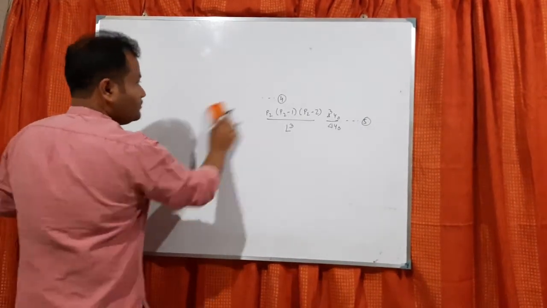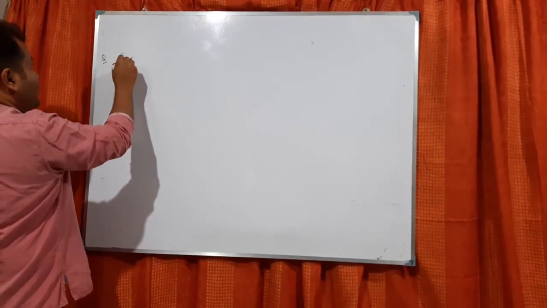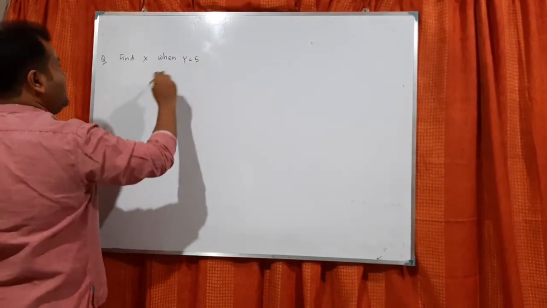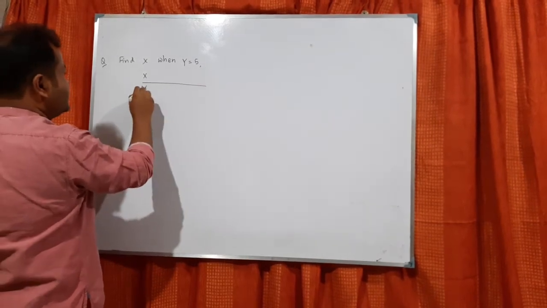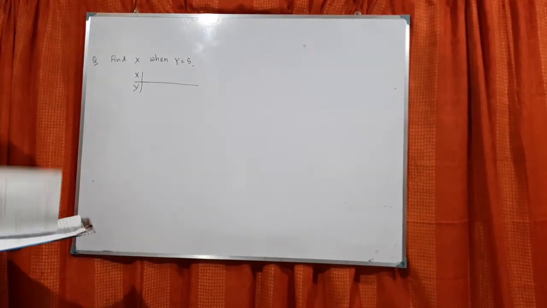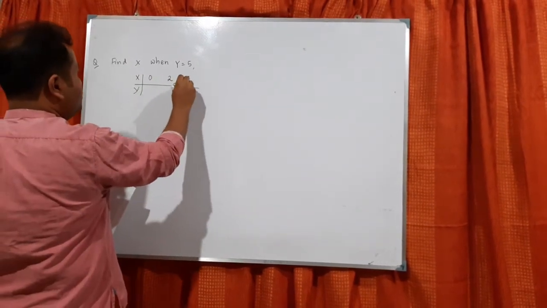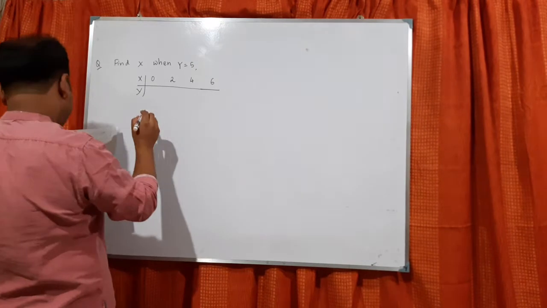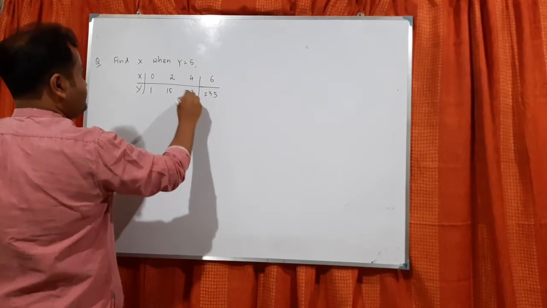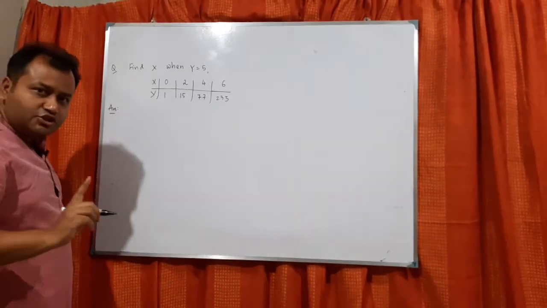So the problem is something like this. Find x when y equals 5, and the table is given like this: x is 0, 2, 4, 6, and y is 1, 15, 77, 235. So if I want to solve this, what will be our first job?